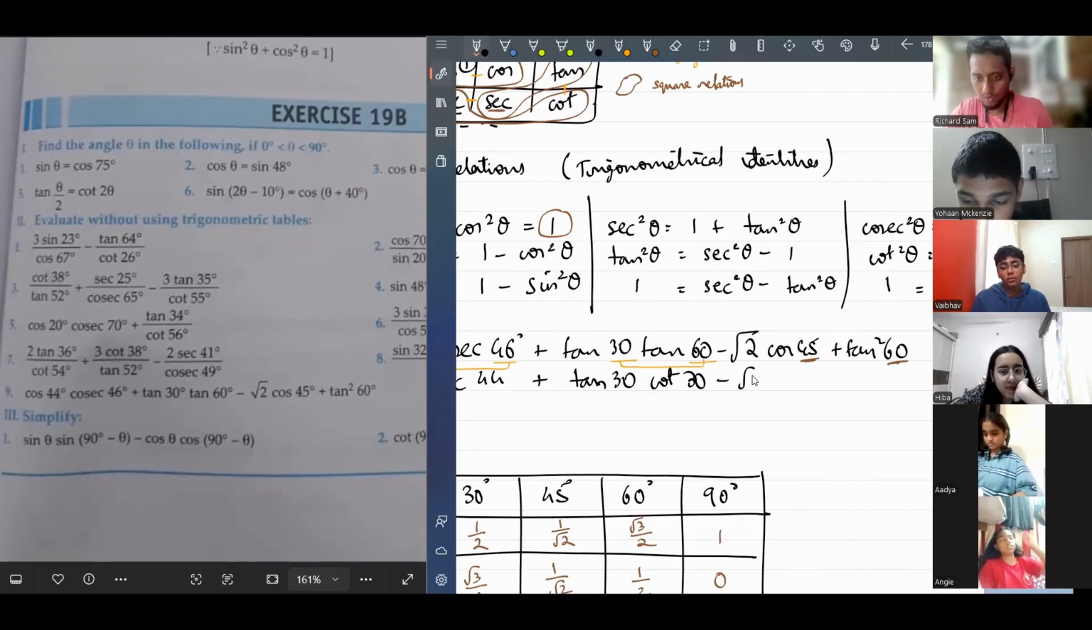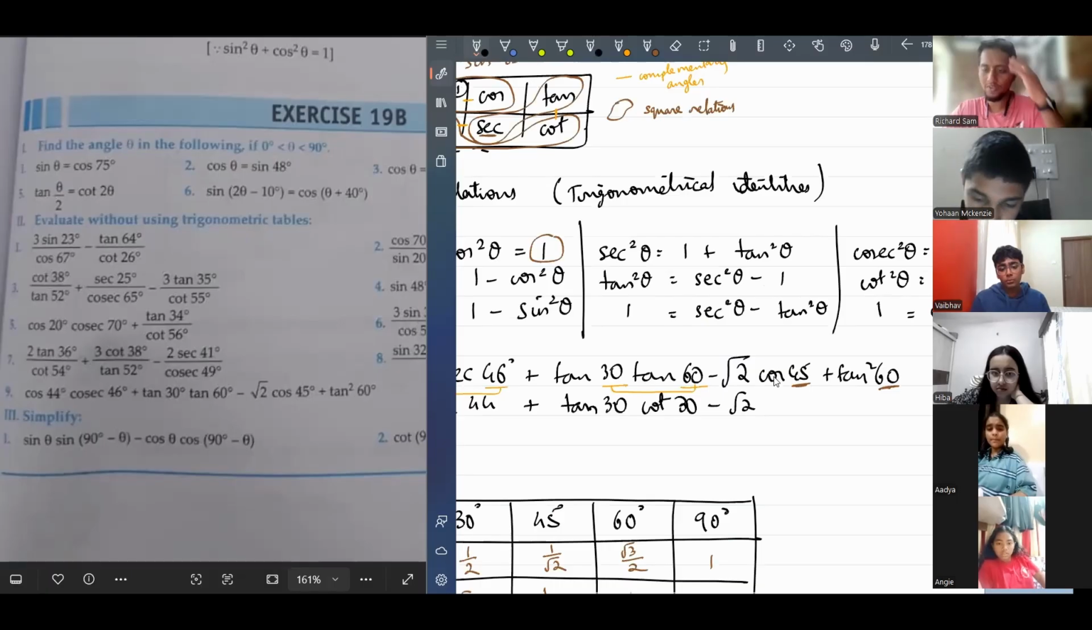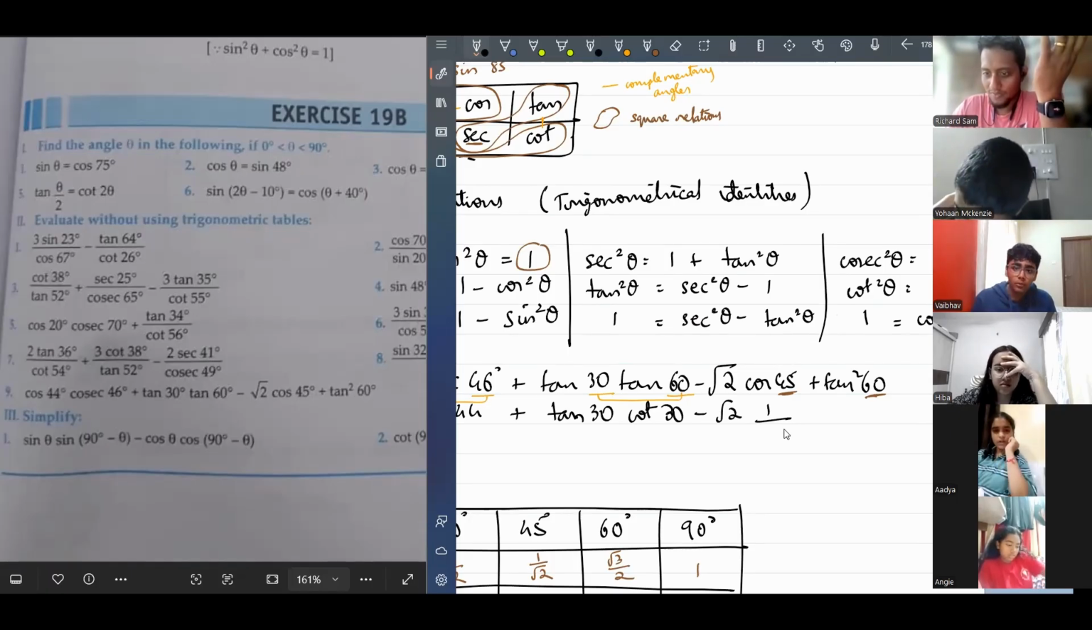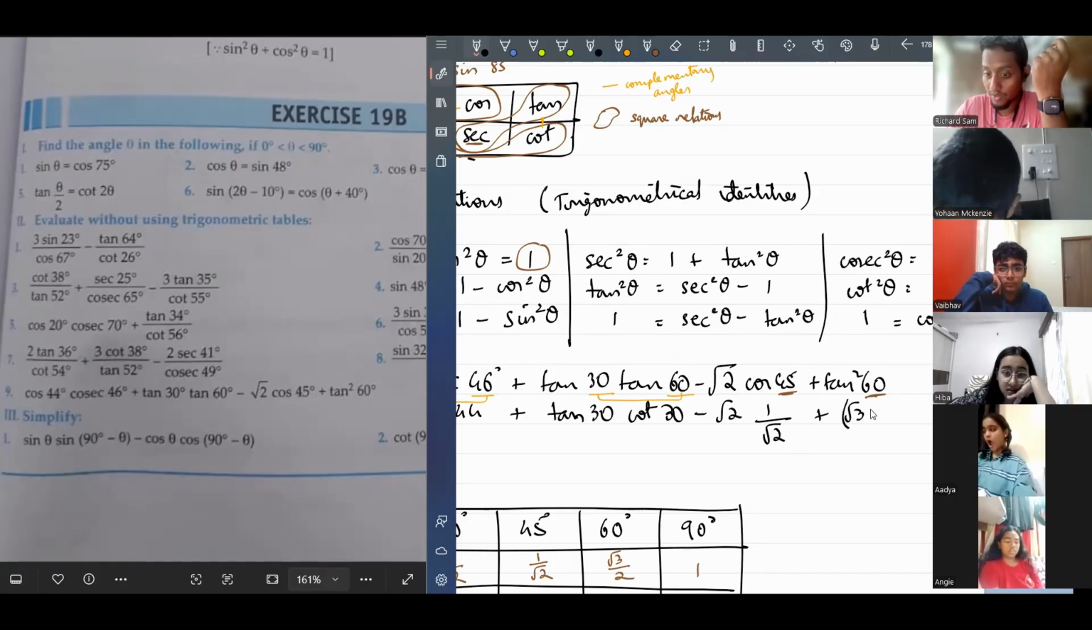Okay, and then here, root 2 as it is, cos 45. Now, what is cos 45? For this, we look at the table, or you know the value. Cos 45 is 1 upon root 2. And then tan square 60. So what's tan 60? Tan 60 is root 3. So tan square 60 has to be written as root 3 square.